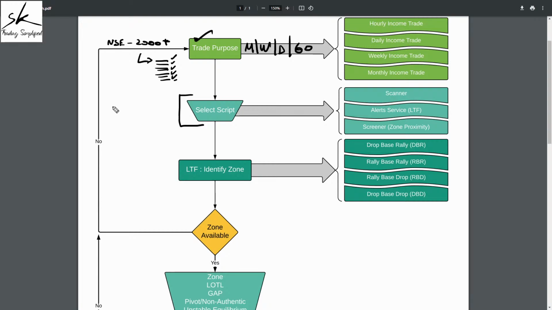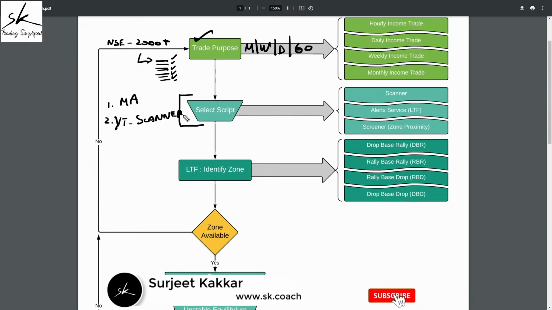Now, a few examples of these scanner screeners. Example 1, if you go to my website, you will see under the free tab, I have created some scanners for you which are based on some moving averages. Second example, on my YouTube channel, if you search for scanner, you'll be able to find few videos, different scanners, different logics. You like any of those, you can use that.